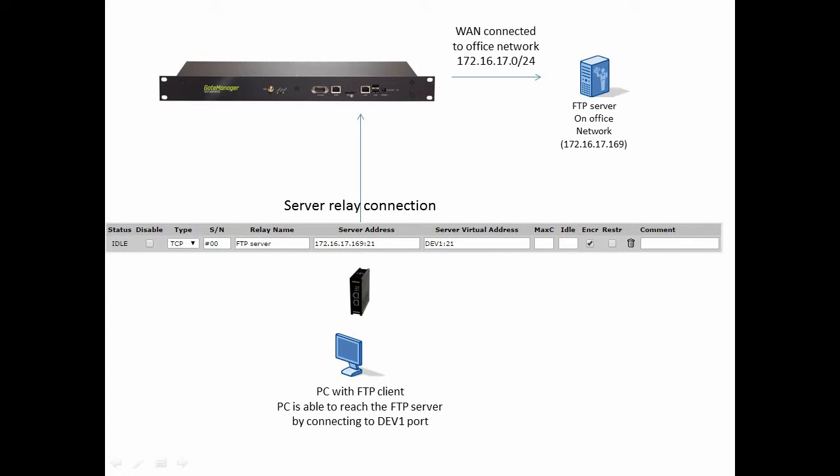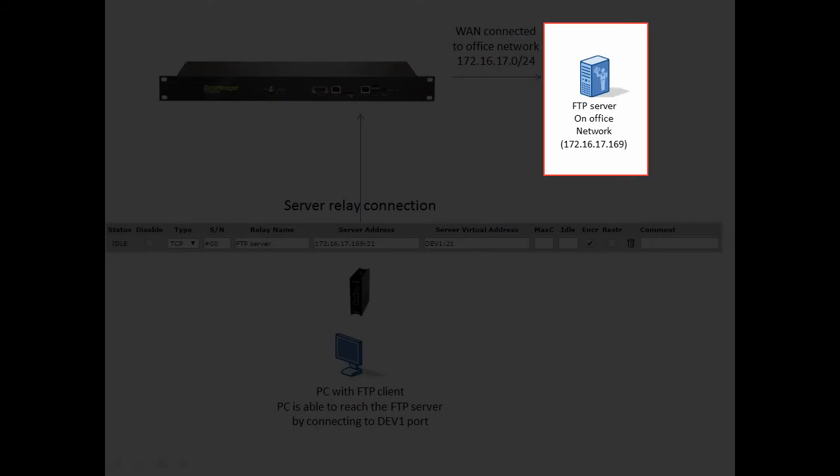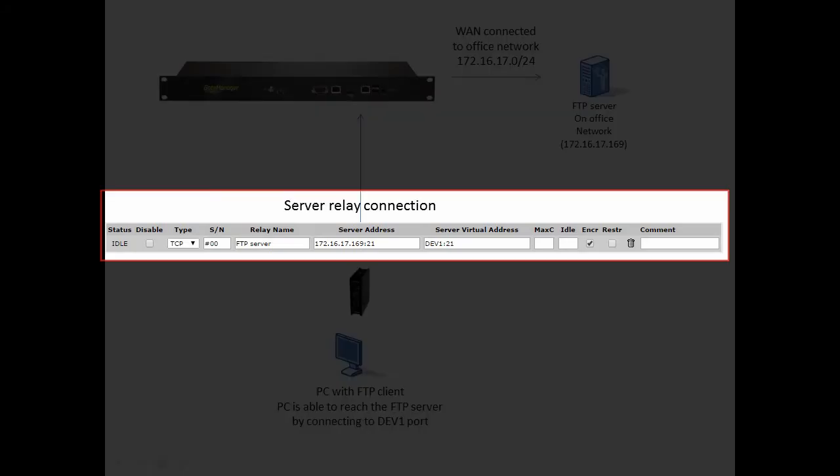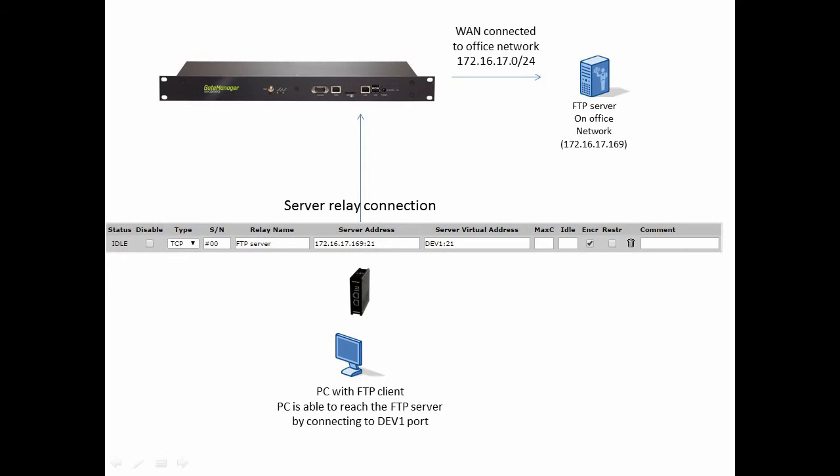In this guide, I will cover how to use our relay solution for pushing data from a device behind a site manager to a server in the same network as the gate manager server. In this setup, I have an FTP server running in the same network as the gate manager, and I have a PC running an FTP client behind a site manager. I will create a server relay on the site manager in order to be able to reach the FTP server.